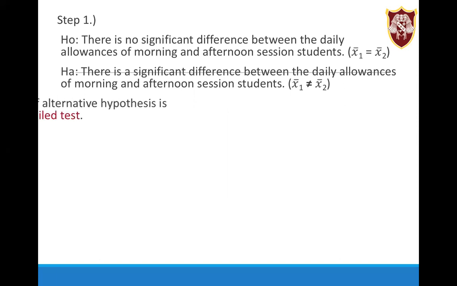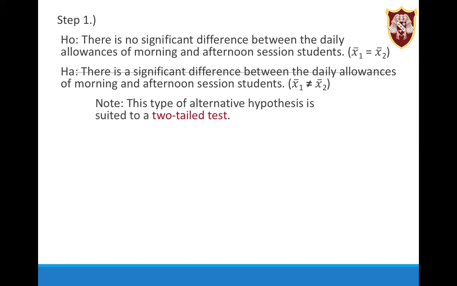Therefore, that means we have to perform a two-tailed test. Okay, so the type of test, whether one-tailed or two-tailed, depends on how we formulate the alternative hypothesis.